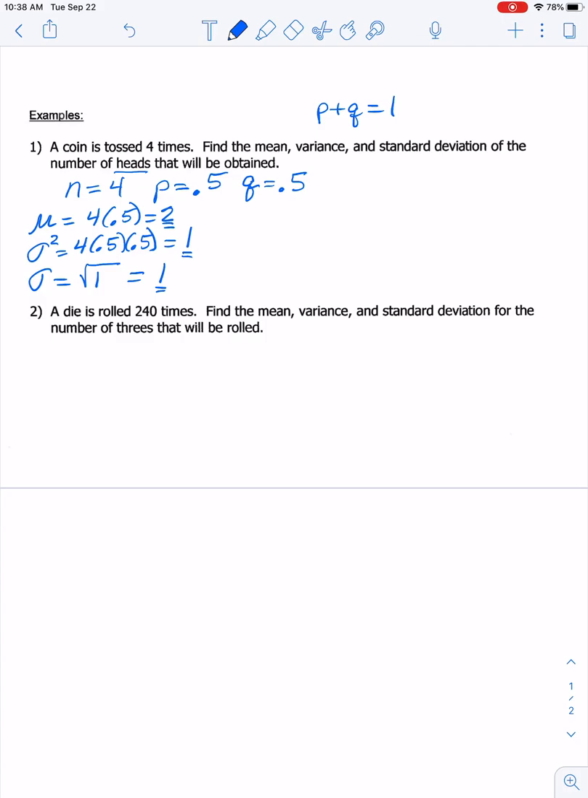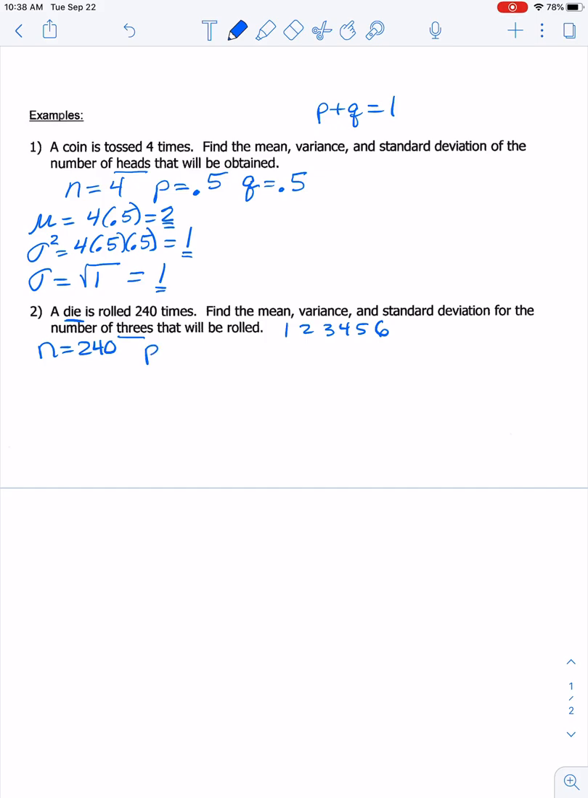A die is rolled 240 times. Find the mean, variance, and standard deviation for the number of 3s that will be rolled. Okay, so n, 240 times that you're going to roll a die. All right, so the numbers on a die, standard 6-sided die, 1 through 6.